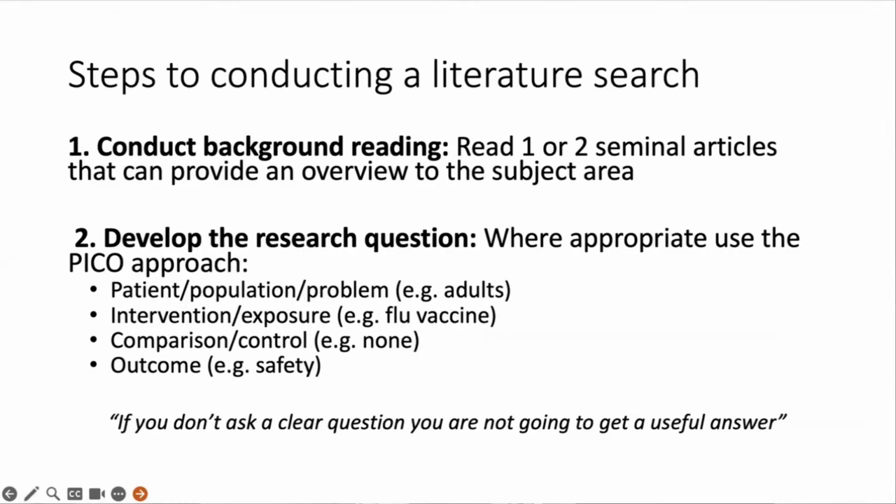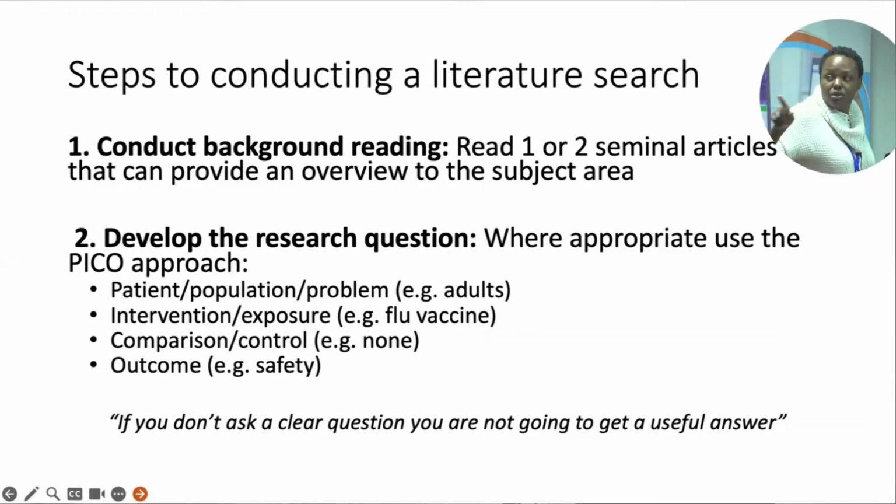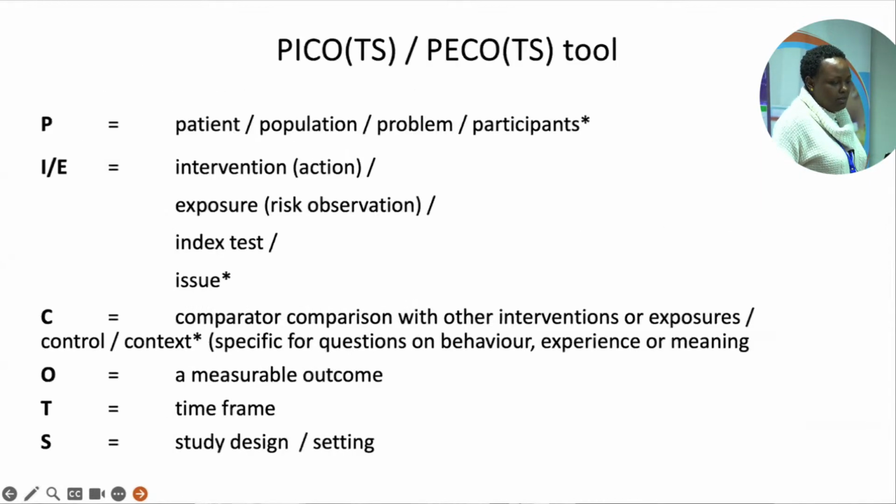But it's also important during a search, because during the search, we'll be using these parts of the research question to guide our search. So patients, this one we're looking at the safety of influenza vaccine amongst adults. So the P, the population, was adults. The intervention was influenza vaccine. The comparator, in this case, we had none. And the outcome we're looking for is safety. Keep in mind, if you don't have a clear question, you're not going to get a useful answer. So we have to really define our research question so that it can help us with our search strategy.